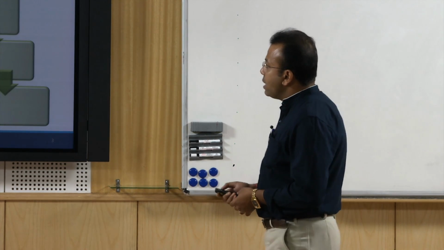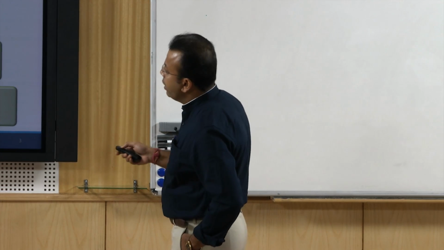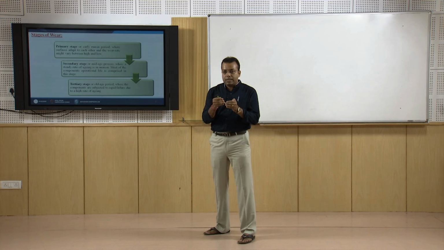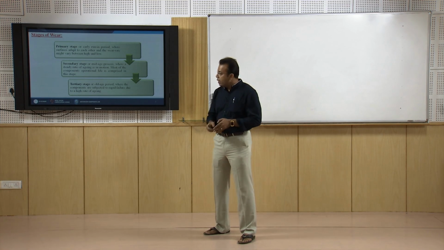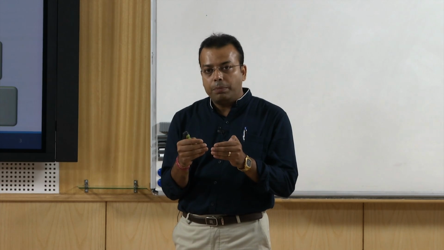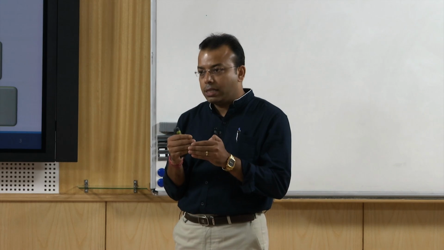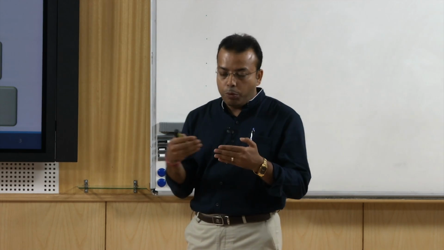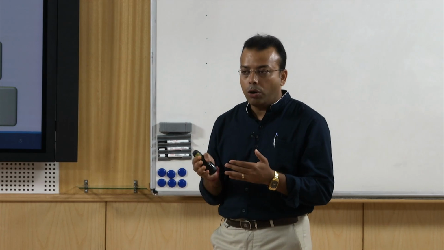In the next slide we will discuss the different stages of wear. From this slide we can understand there is a primary stage, a secondary stage and a tertiary stage. The primary stage is where the two samples are just mating each other. In the second stage, the two are in dynamic motion, or one is in dynamic motion and the other is static, rubbing each other for a longer time.